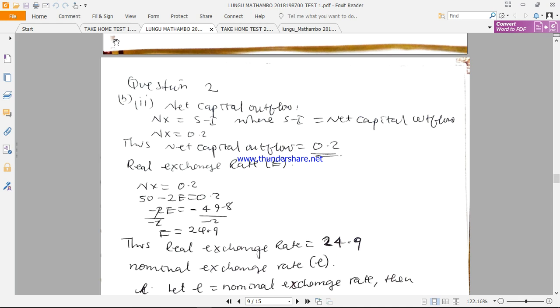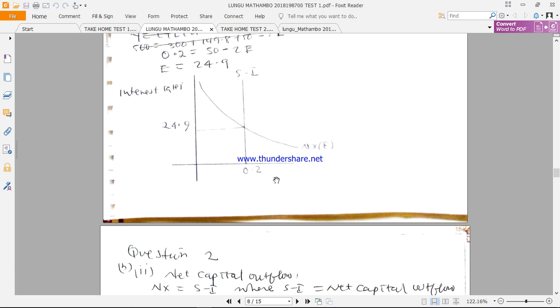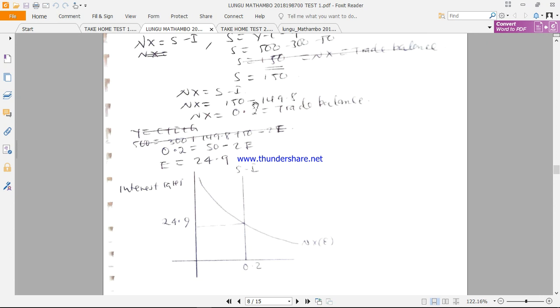Okay, and the next question: why do we have 0.2 down there? Why is it not the gap between NX and S minus I? What is the quantity of that gap? I believe your question is, why don't we have S minus I here? But the question is, what is the quantity of that S minus I? It's 0.2, so that's why I've got 0.2 there.